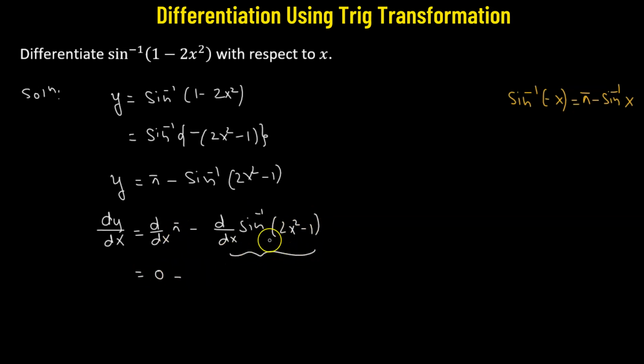we have already obtained the derivative of this particular function in the previous problem, which came out to be 2 divided by square root of 1 minus x squared. Therefore the derivative of sine inverse of 1 minus 2x squared with respect to x will be equal to negative 2 divided by square root of 1 minus x squared. Then let's move on to the next problem.